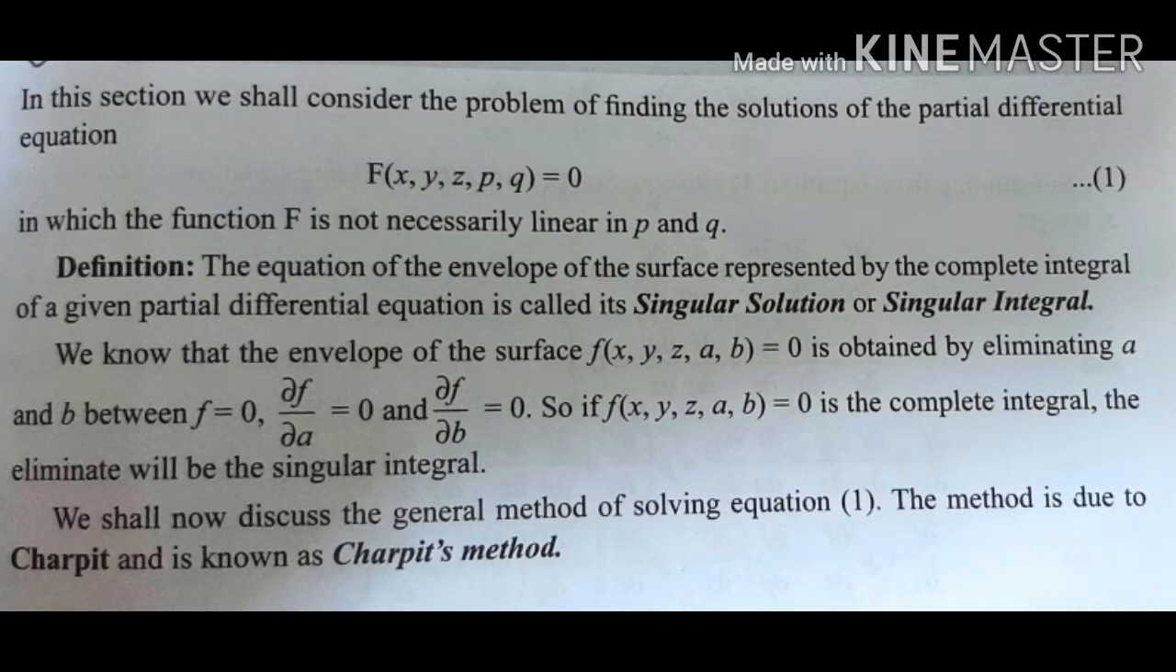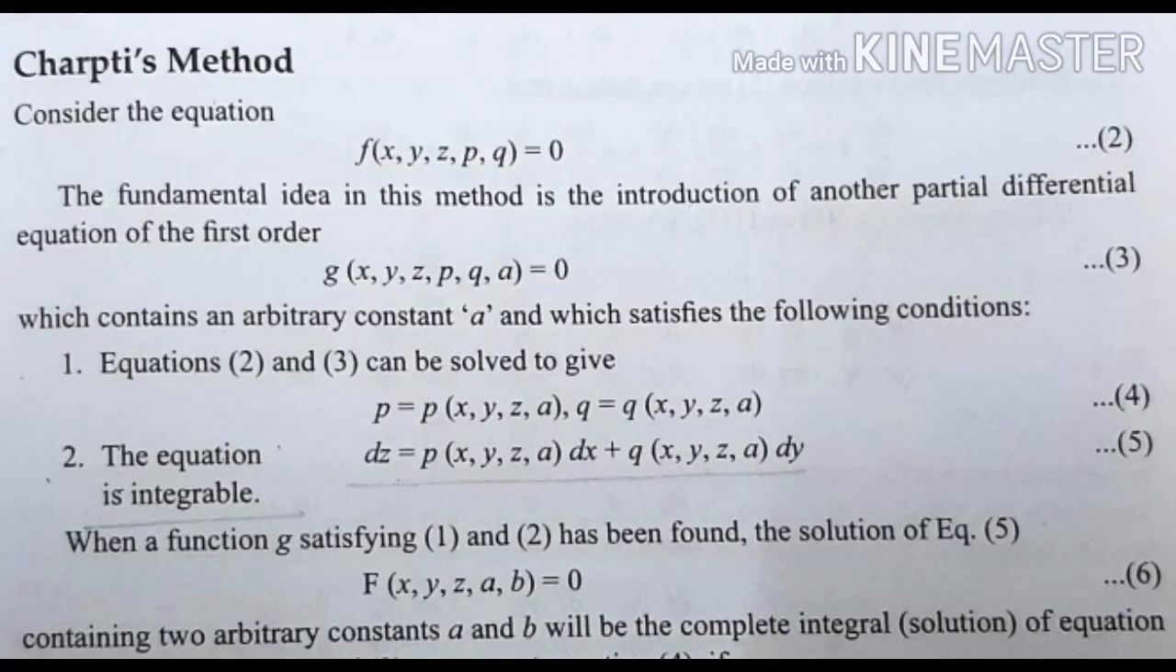To solve this kind of problem, we apply Charpit's method. In this case, we consider the equation f(x, y, z, p, q) = 0, and we write it as equation number 2. Now, in this method, the fundamental idea is to introduce another partial differential equation of the first order, g(x, y, z, p, q, a) = 0. We write it as equation number 3, where a is an arbitrary constant which satisfies two conditions.